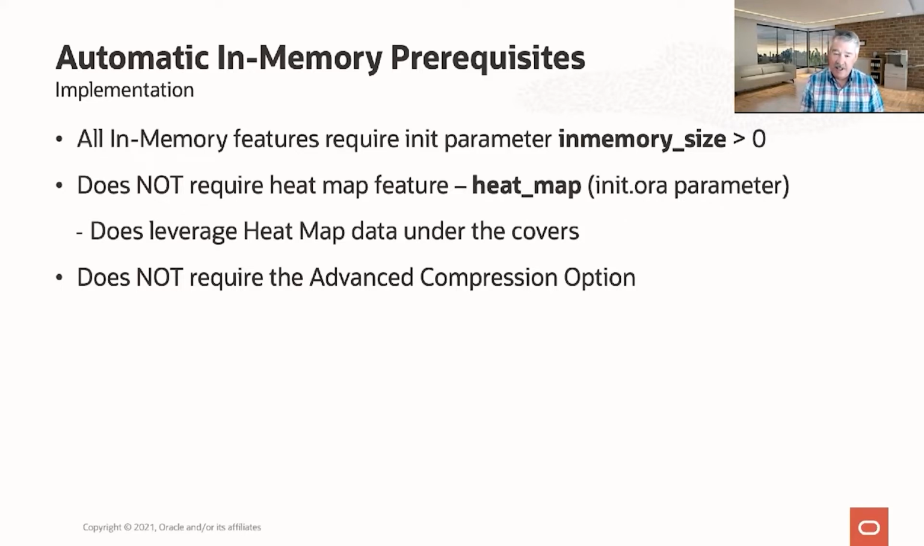And for anybody who asks, just like with database in-memory compression, automatic in-memory and heat map do not require advanced compression. So it's all inclusive with database in-memory. You don't have to have any other options enabled to make use of database in-memory or its features, of which AIM is one. I'm sure somebody's going to ask that, right?